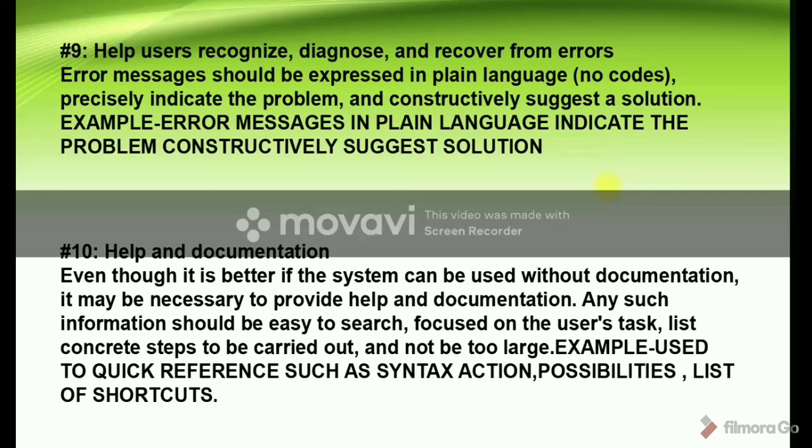Number ten, help and documentation. Even though it is better if the system can be used without documentation, it may be necessary to provide help and documentation. Any such information should be easy to search, focused on the user's task, list concrete steps to be carried out, and not be too large. Example, used for quick reference such as syntax, actions, possibilities, list of shortcuts.